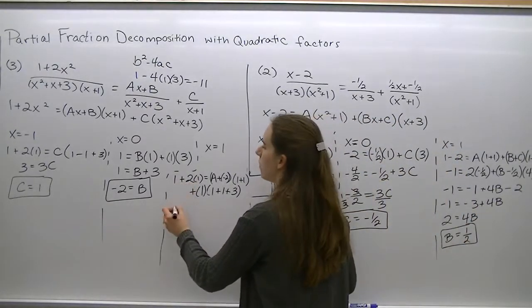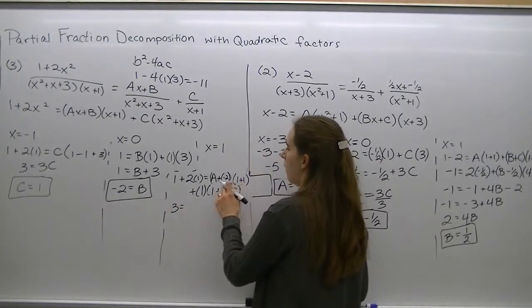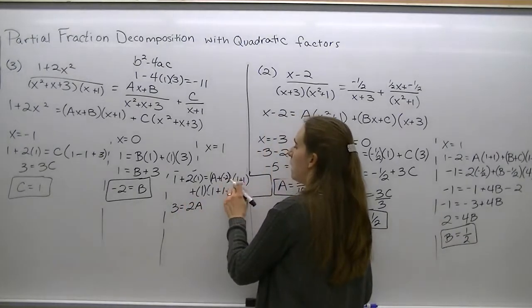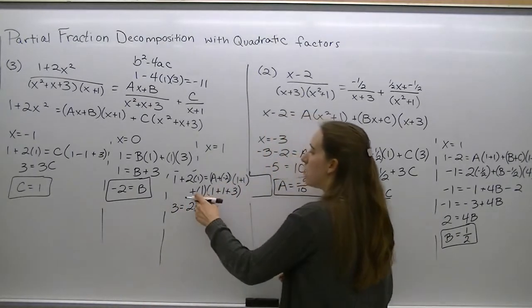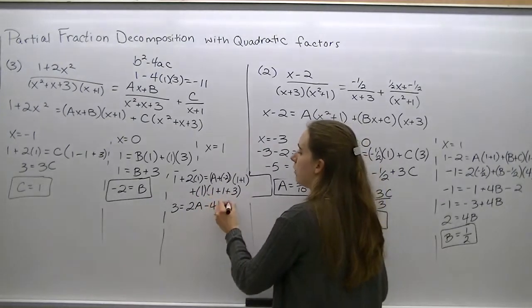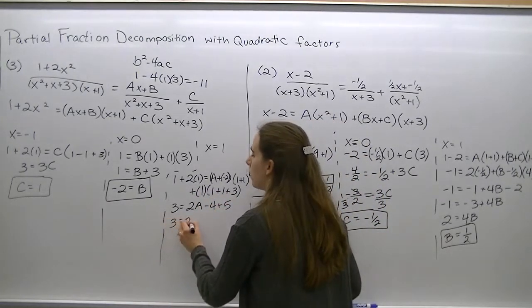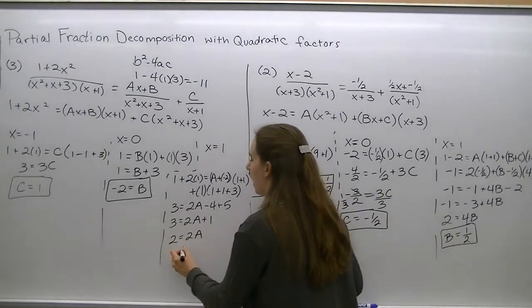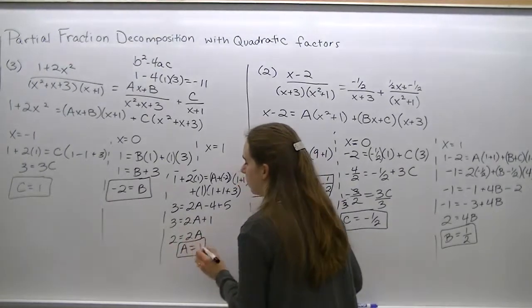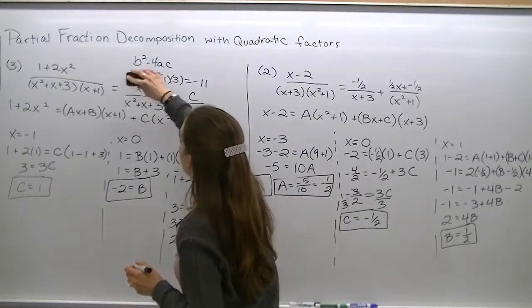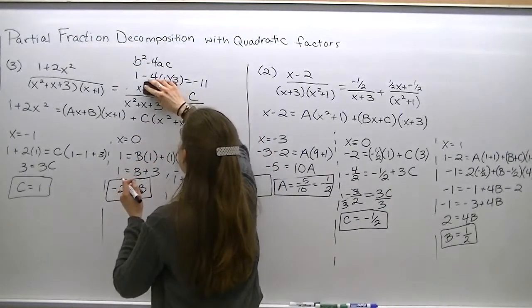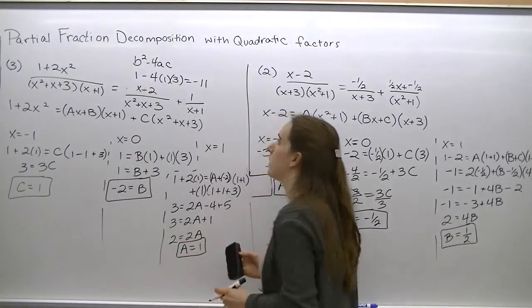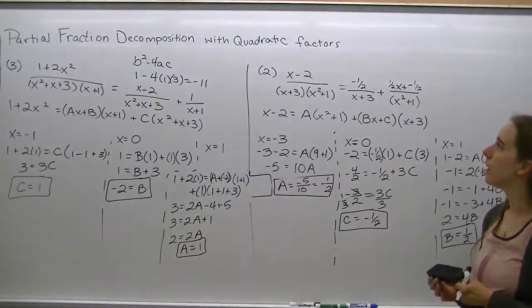So 1 plus 2 times 1 is 3. Then we have a times 2 when I distribute, so 2a, and then a -4, plus this term, so plus 5. So I get 3 is equal to 2a plus 1. Move this to the other side, I get 2 is equal to 2a, which means that a is equal to 1. So when I go back up here, I get x minus 2 and then 1. So there is our partial fraction decomposition.